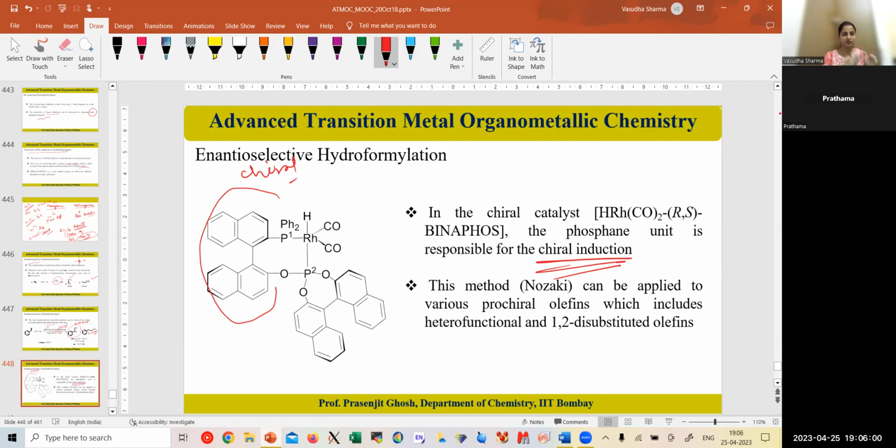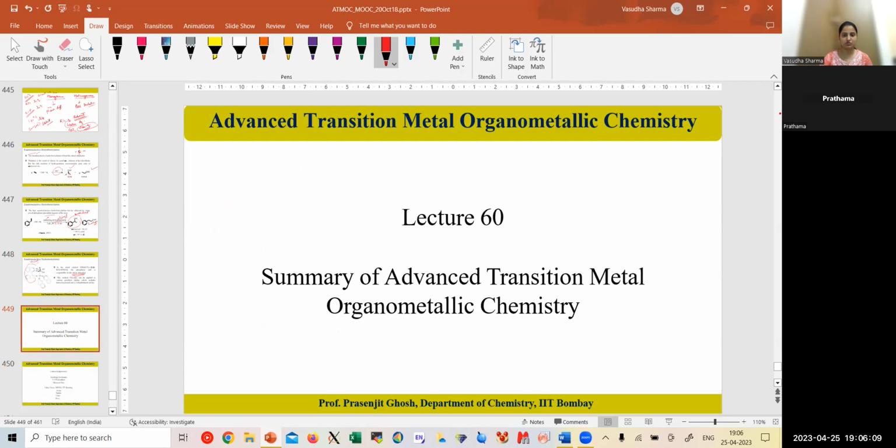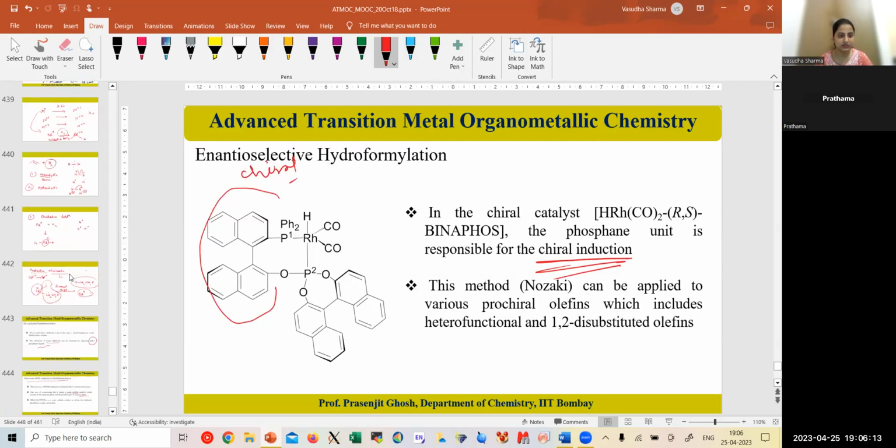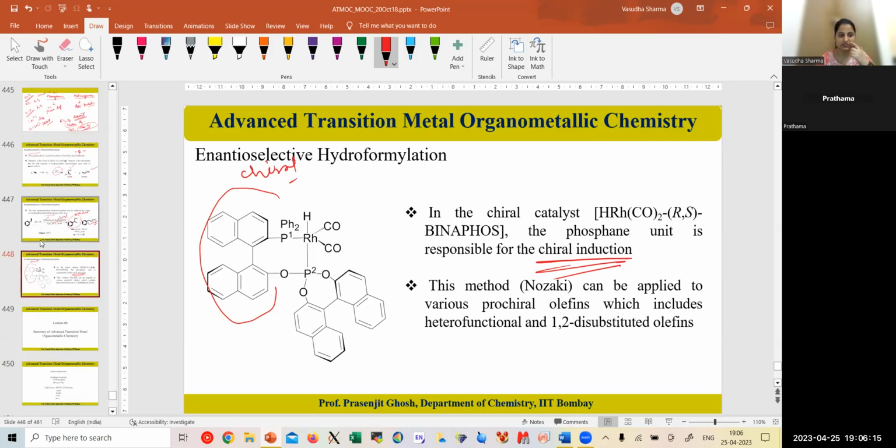If the chirality is in your ligand system, it will transfer it to your whole catalyst, and when the product is formed, that chirality will also be reflected in your product. So this was actually the last week's topic, because the 60th lecture is nothing but the summary of all of this.